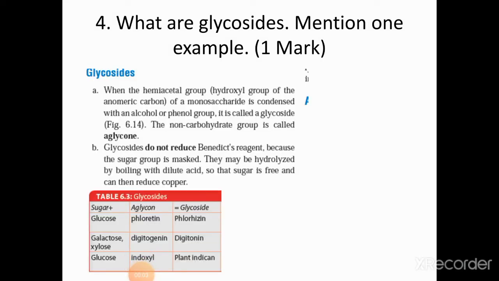Next question, what are glycosides? Mention one example. So you first need to give the definition for glycosides. When the hemiacetal group of monosaccharides is condensed with an alcohol or phenol group, it is called a glycoside, and it is non-reducing with Benedict's reagent because the sugar group is masked, and they may be hydrolyzed by boiling with dilute acids. And examples, any one example from the column you can explain.